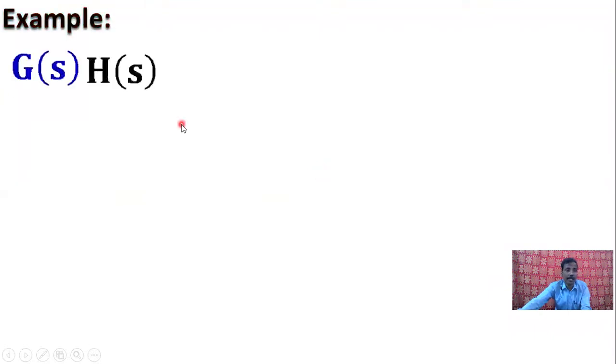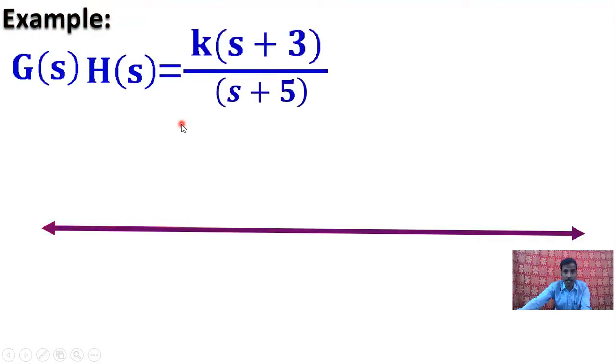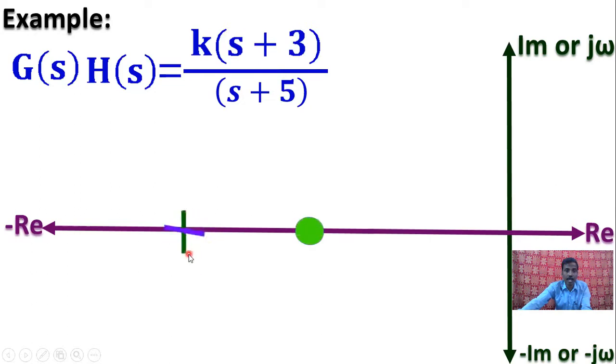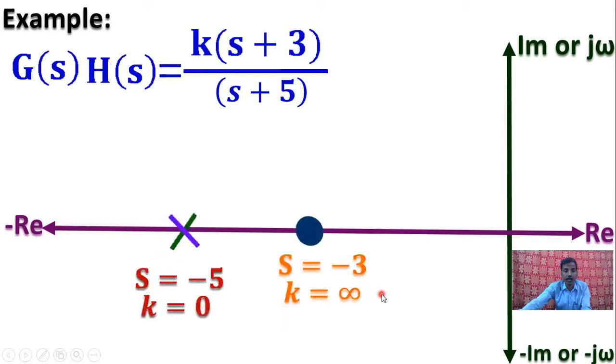Example: suppose G of s, H of s equals K(s plus 3) over (s plus 5). What is the pole position? This is the real axis, this is the imaginary axis. This is the pole position, s equals minus 5, K equals 0. And this is the zero position, s equals minus 3, K equals infinity.